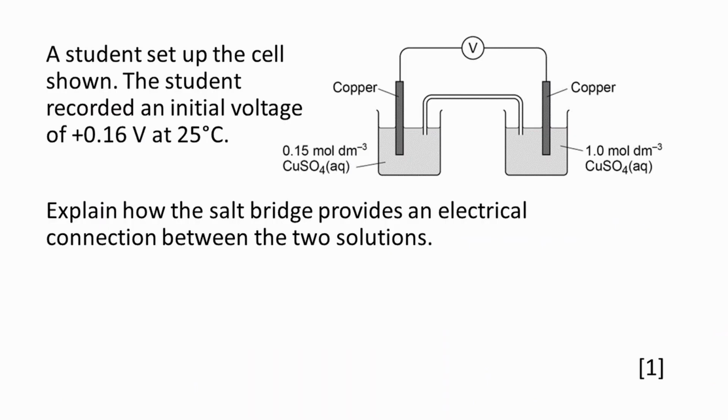A student set up the cell shown. The student recorded an initial voltage of plus 0.16 volts at 25 degrees Celsius. Explain how the salt bridge provides an electrical connection between the two solutions. The salt bridge might be a glass tube containing a solution of inert ions, so the salt bridge completes the circuit because it has mobile ions.